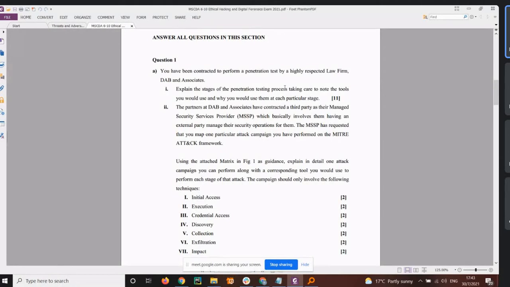So in some cases, you have to combine MITRE ATT&CK, ethical hacking, and digital forensics, and then ultimately give an answer which factors all those different pieces of knowledge as one response. So that was for question A, part one. Any questions so far on the structure of the question or how you would be expected to respond to it?